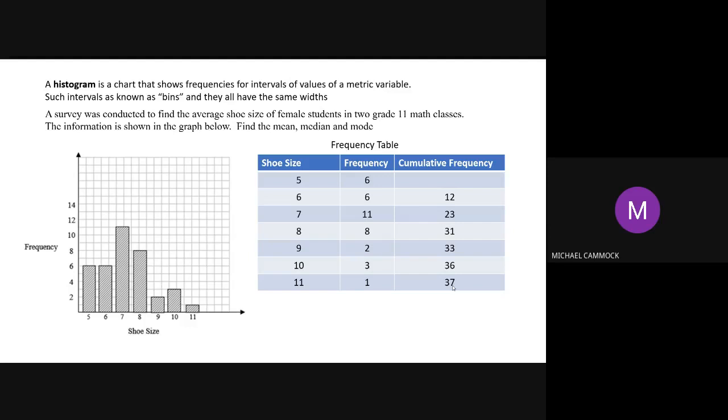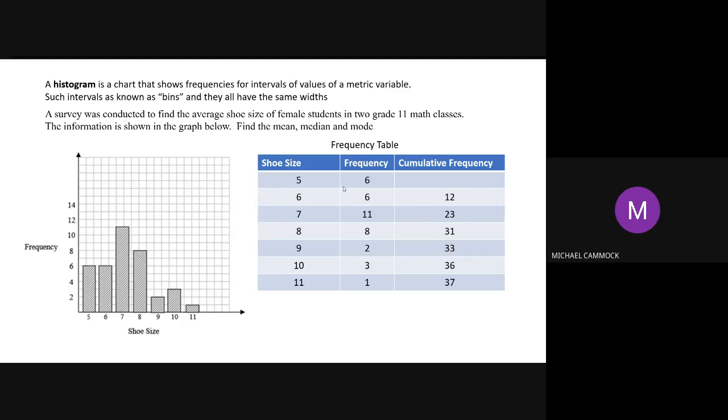And I'll explain to you why we do that when we get on to looking at median in a minute. But let's just make sure we understand. All this first part of the table is showing you is what is in this histogram over here. There's nothing new, nothing different.